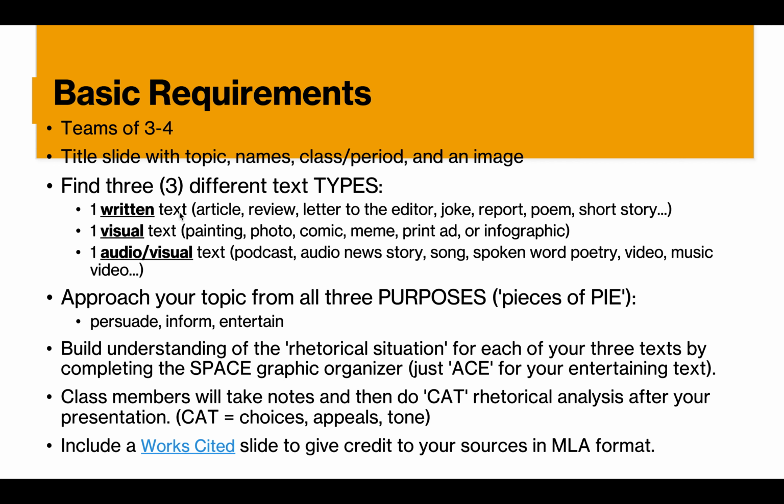1 text needs to be written. 1 text needs to be visual, still, like an image of some sort. And 1 text needs to be audio/visual. It can be just audio, or it could be AV, as in some form of a video or recorded speech. Okay? And then you can see here, in parentheses, I've got all sorts of different ideas for you of things that are written of different text types, things that are visual, and things that are audio-visual. Don't worry, though, if this doesn't feel like enough resources for you, we've got more coming on another slide.